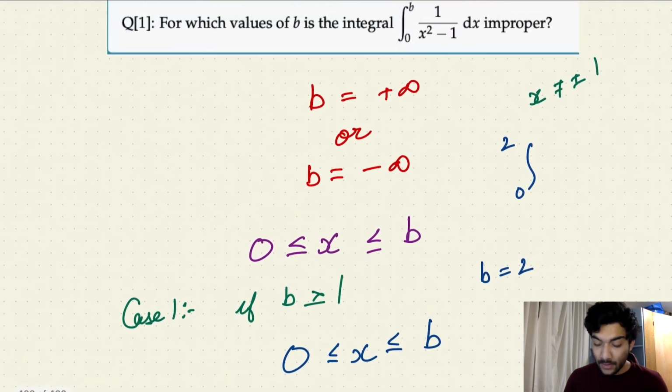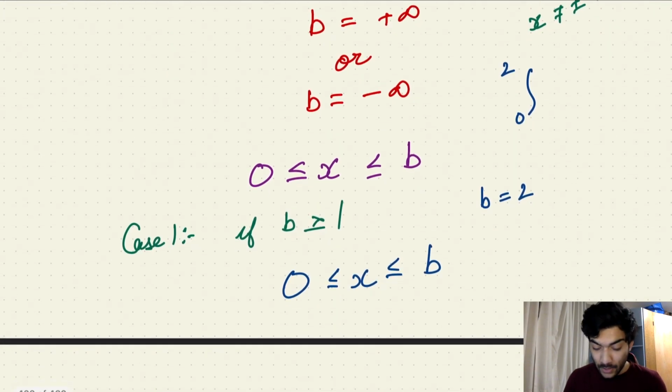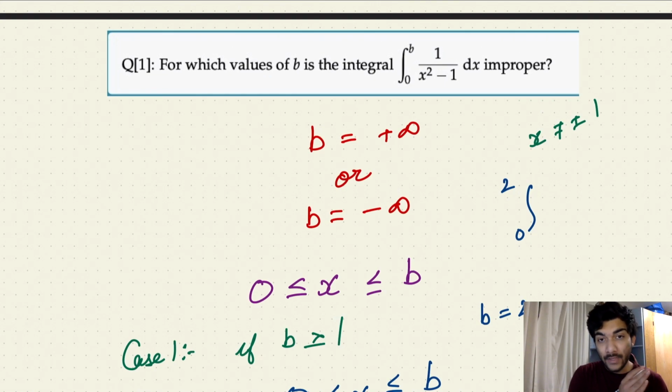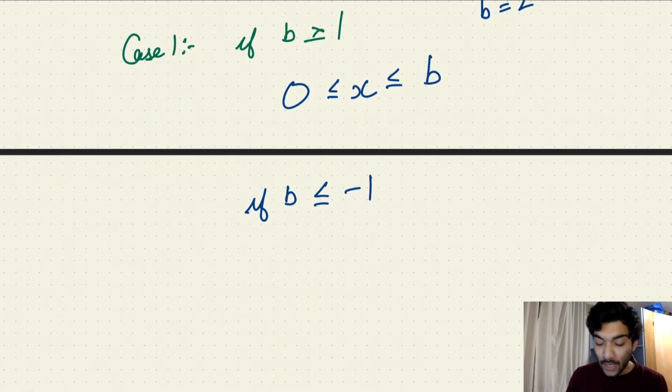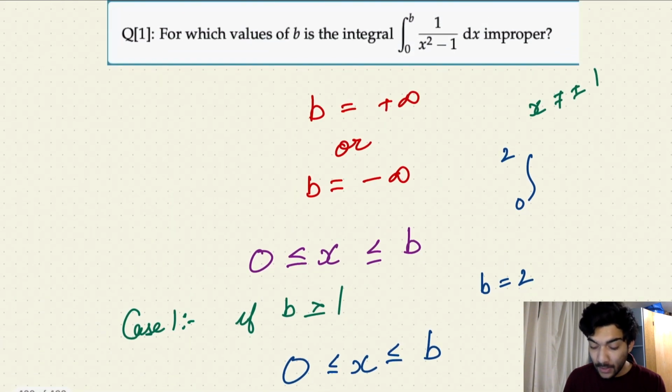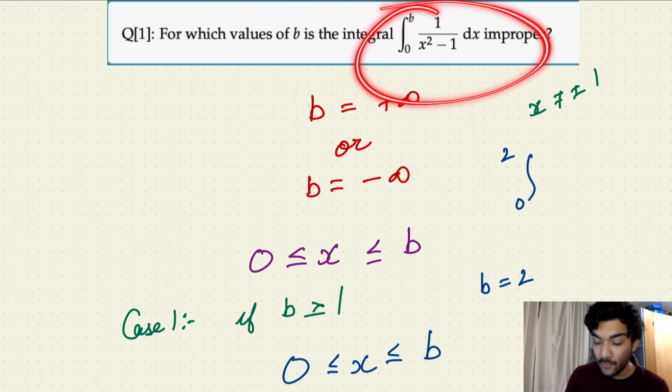And similarly is the case with x equals minus 1. If your b is less than or equal to minus 1, so if you're going on the left hand side before minus 1, you'll be calculating the area under the curve from 0 to a point which is less than or equal to minus 1. If you're calculating the integral from 0 to b where b is less than or equal to minus 1, you'll pass by the x equals minus 1 point as well, right? Since x equals minus 1 is not defined for this function, that integral will be an improper integral.